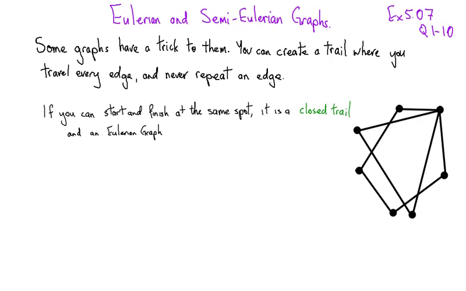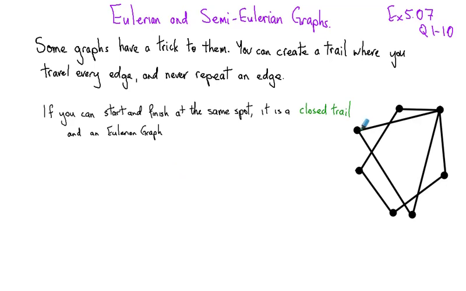Eulerian and semi-Eulerian graphs. Some graphs have a trick to them, where you can create a trail where you travel every edge but never repeat an edge. If you can start and finish at the same point, it is called a closed trail, and it's an Eulerian graph.